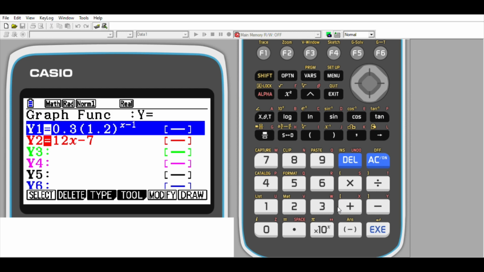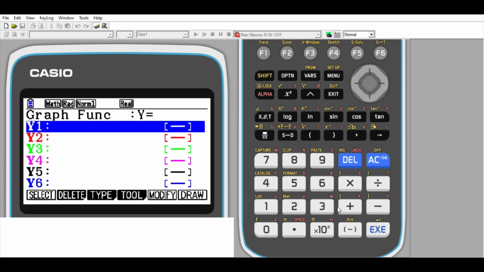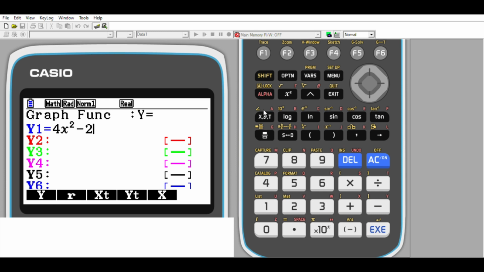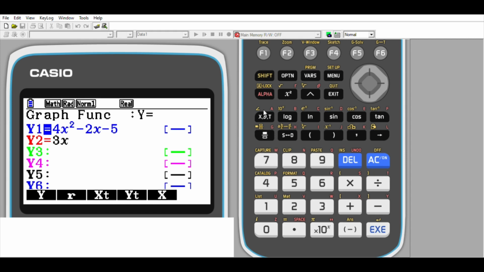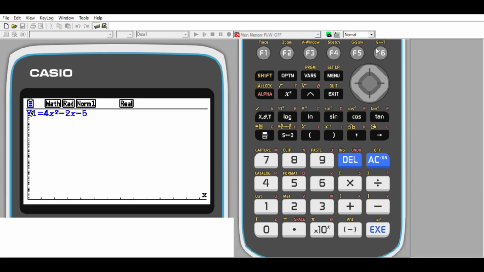I'm going to delete these two equations, and I'm going to write the two equations, which are 4x squared minus 2x minus 5, and the other one is 3x plus 2. Those are the two equations. So we draw this, F6, and there you have both graphs.